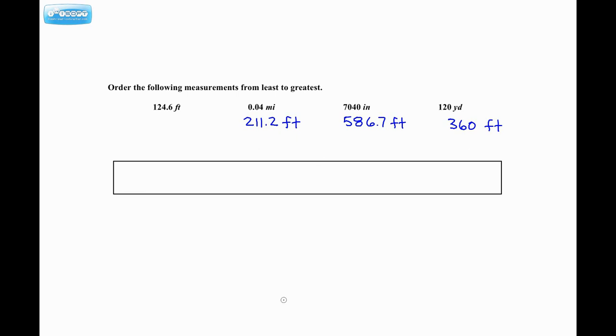So I just want to write them now in this box, starting from the smallest. So, well, I believe that's this one. But I'm going to put them back in their original form. So this is 124.6 feet. So the next one would be this. This is 0.04 miles. And then we had this one. So that was 120 yards. And then this one is 7,040 inches.